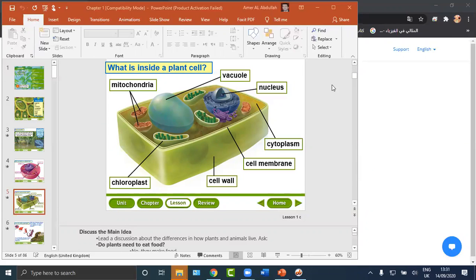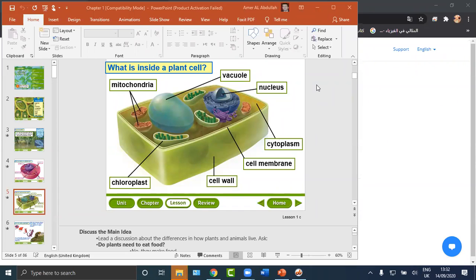Mazen. Mazen, cell wall for the plant cell. I'm talking about the plant cell now. Mazen, cell wall. Yes, Mazen. For the plants or the animals? For the plants. Yeah. For the plant cell wall.